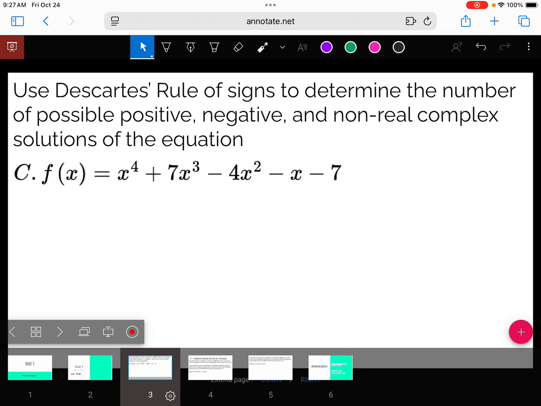Alrighty. I want to do one more of our Descartes rule of signs before we look at our next piece. So I've got our function up here, we've got our f of x, and I want us to see if we can figure out how many positive, negative, and imaginary or complex roots we're going to have.